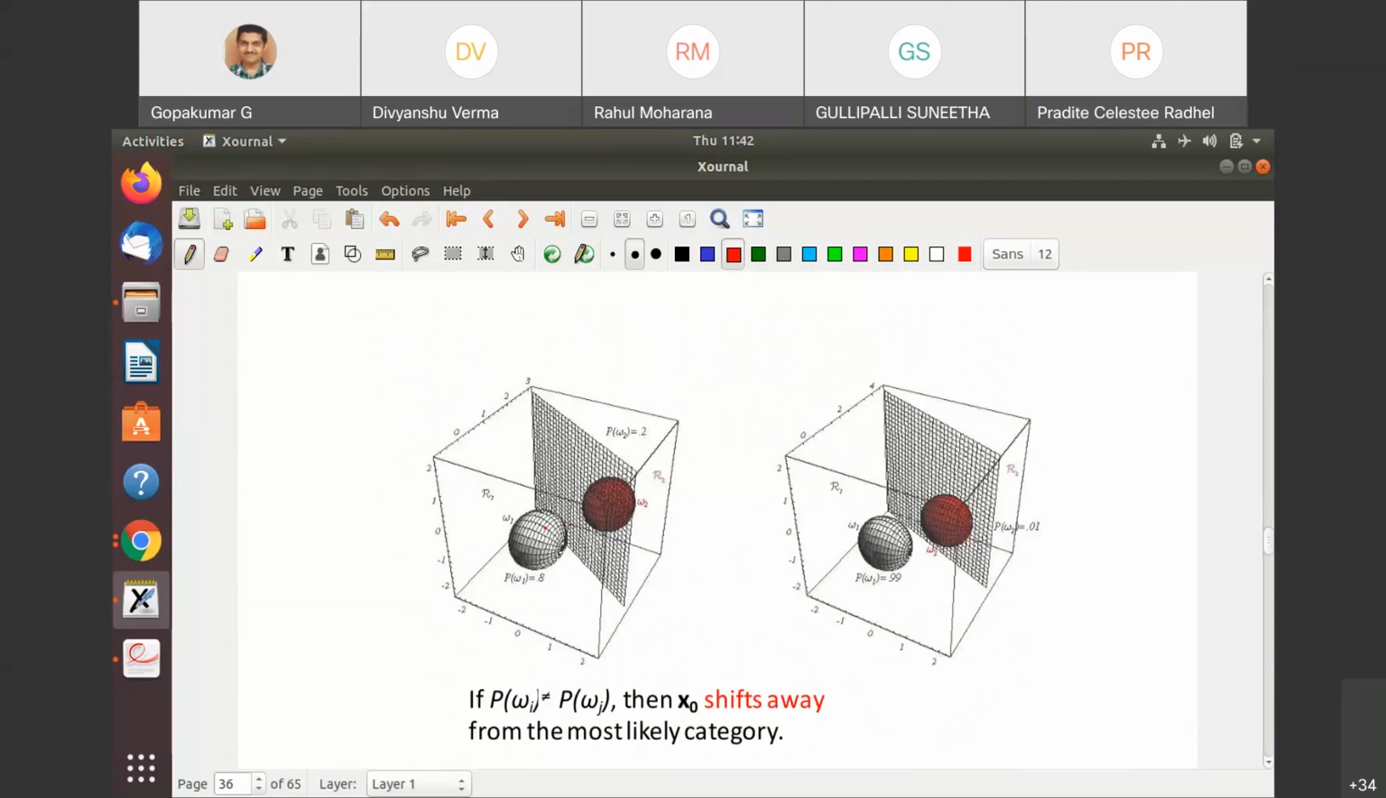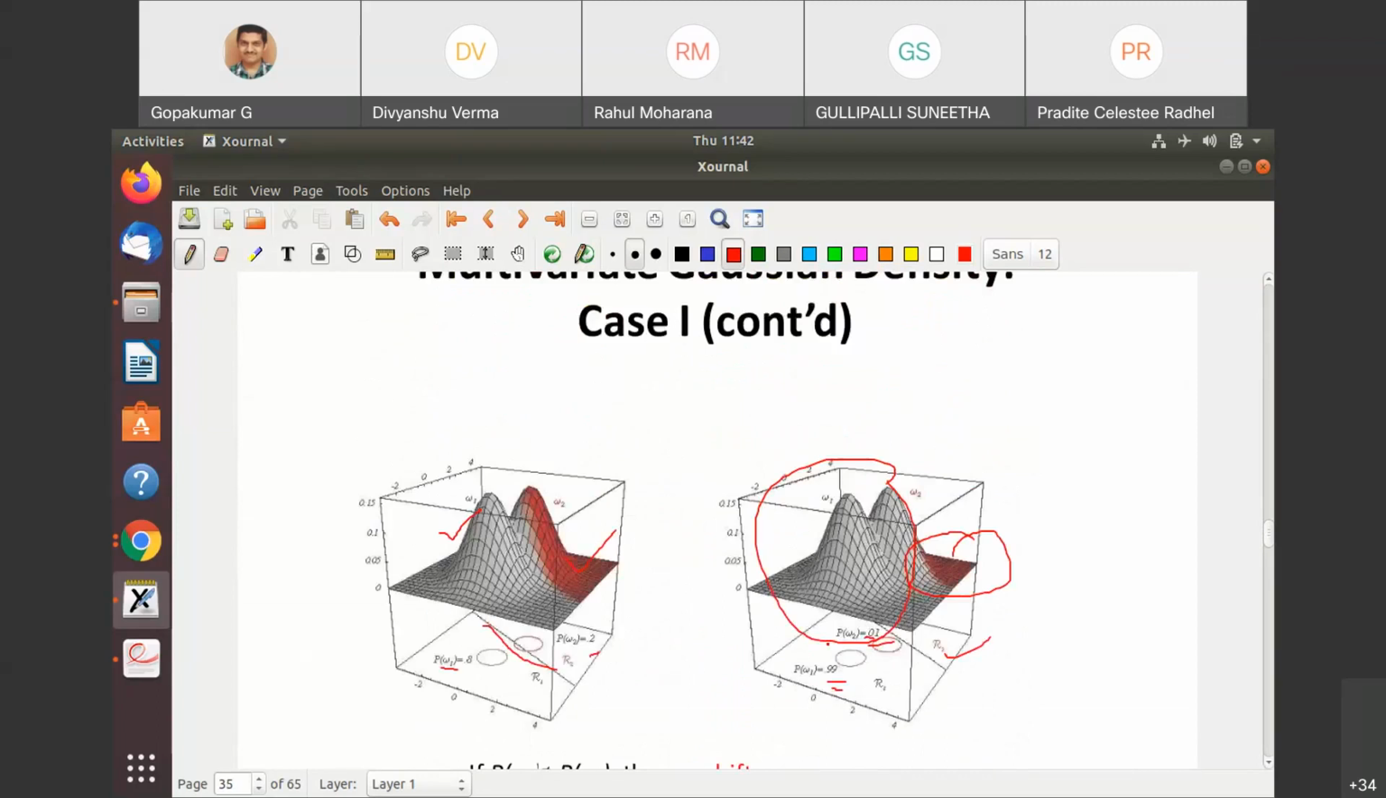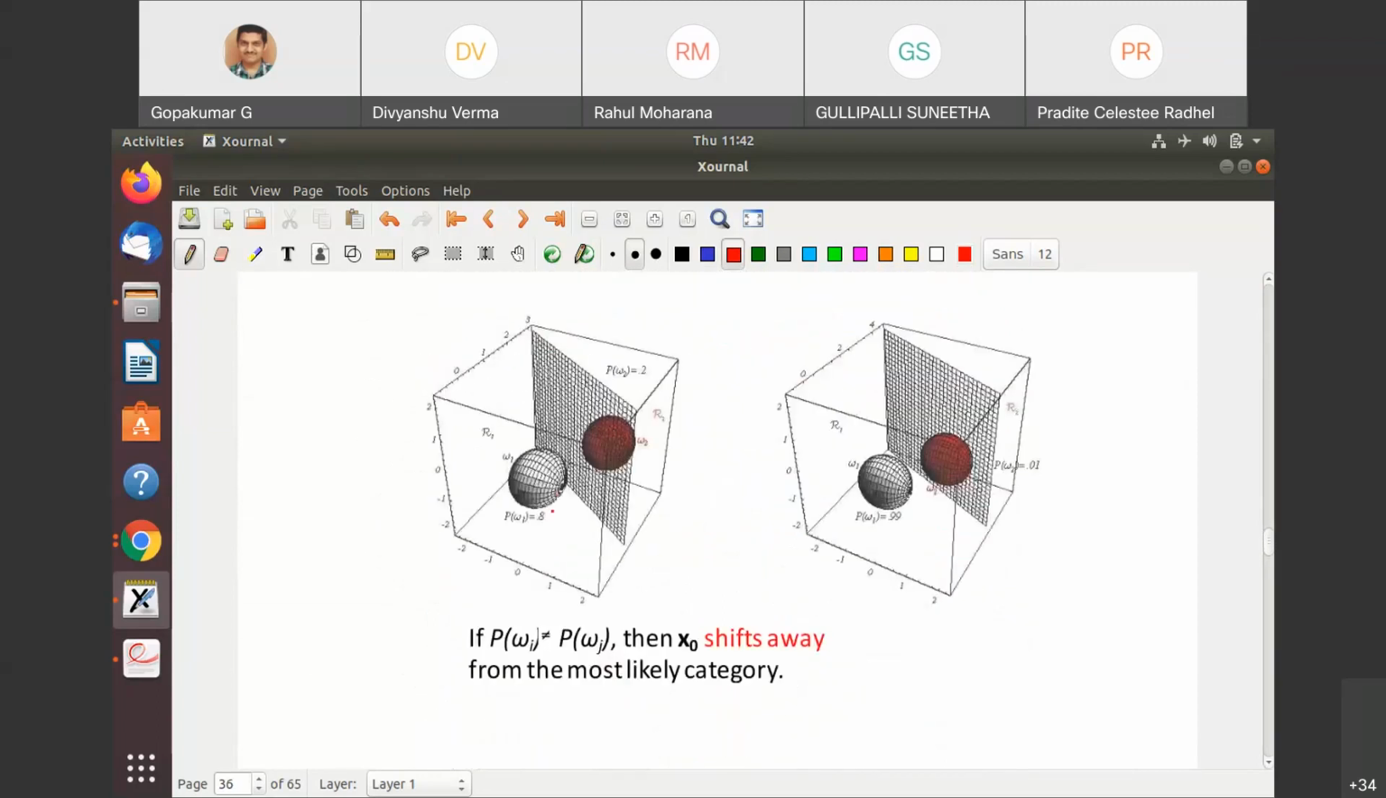And keep in mind that whenever the representation is spherical, because we have seen that for a Gaussian distribution, we can represent it as a hyper ellipsoid.